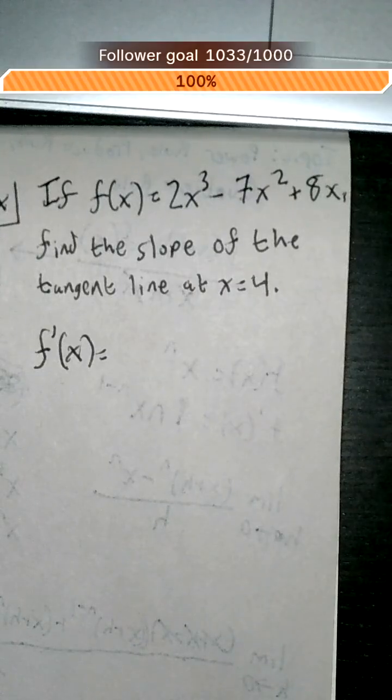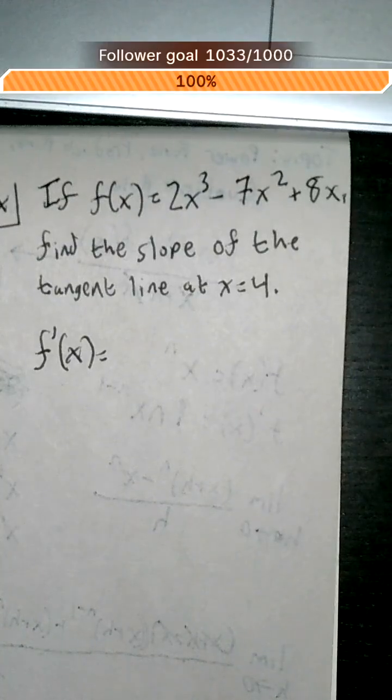IDK says 6x squared minus 14x plus 8. Nyala says 6x squared minus 7x minus 8. Dollworld says 6x squared minus 14x. Gloria says 6x squared minus 14x plus 8. Michael says 6x squared minus 14x plus 8. The derivative of a constant is always 0, correct? That is absolutely right, but there's no constant here. Sacred said 6x squared minus 14x. There we go.